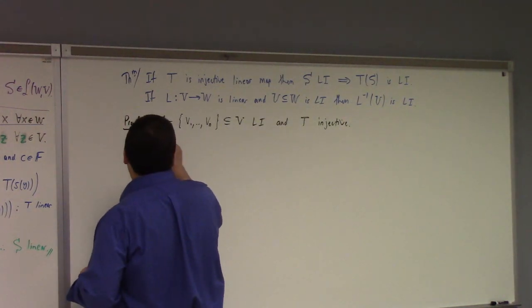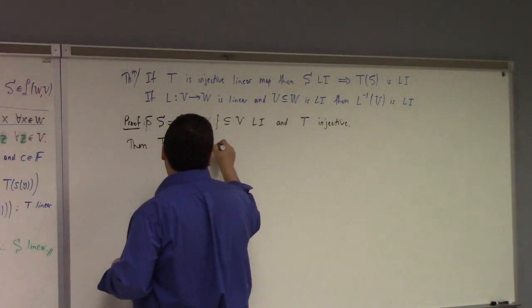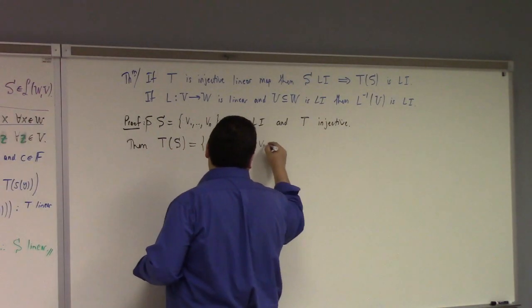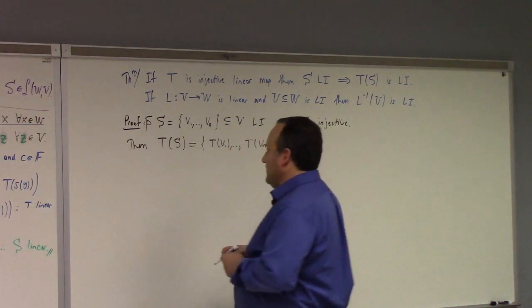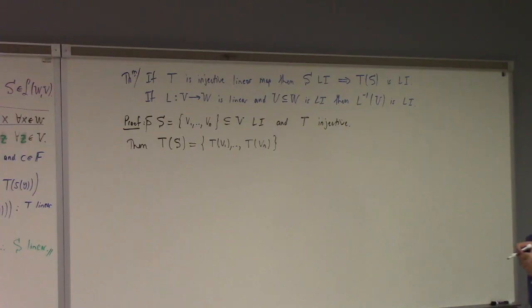Then what is T of S? What's T of S look like? T of S is literally T of V1, through T of Vn, right? That's what we mean by T of S. It's the set of images of S under T. All right?